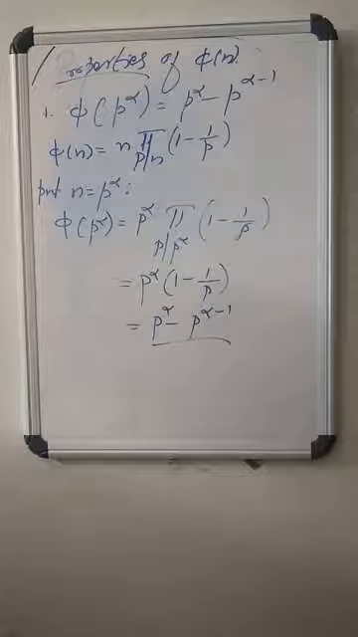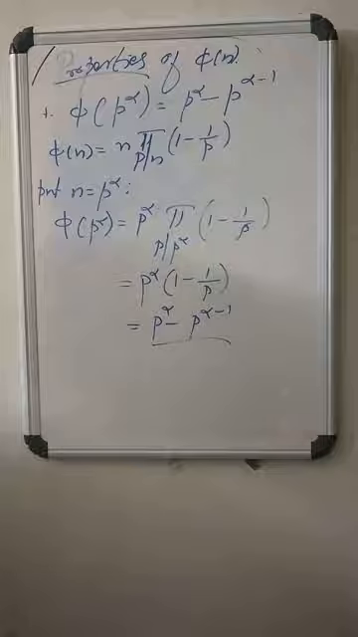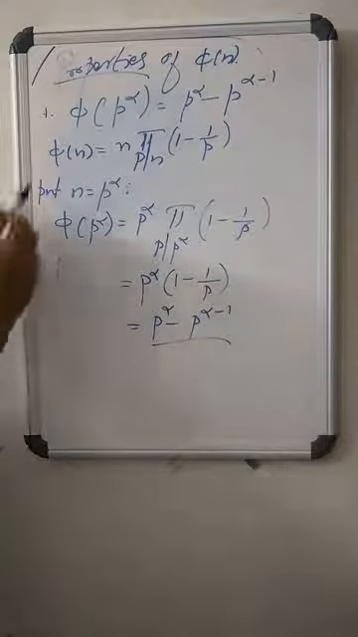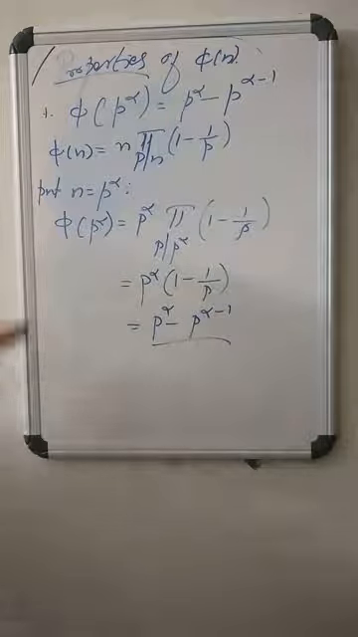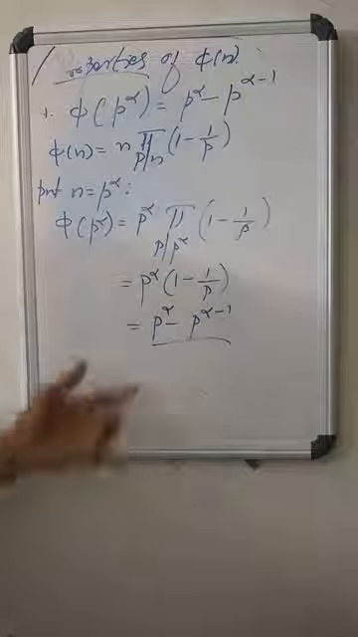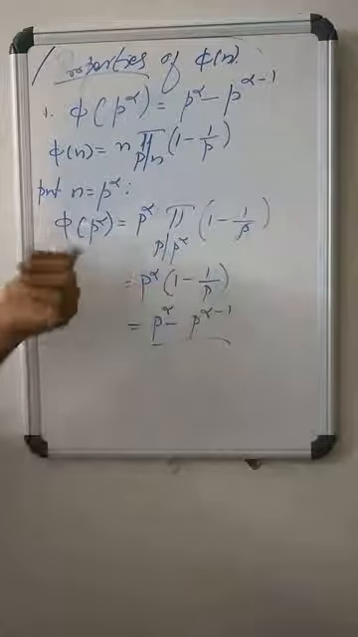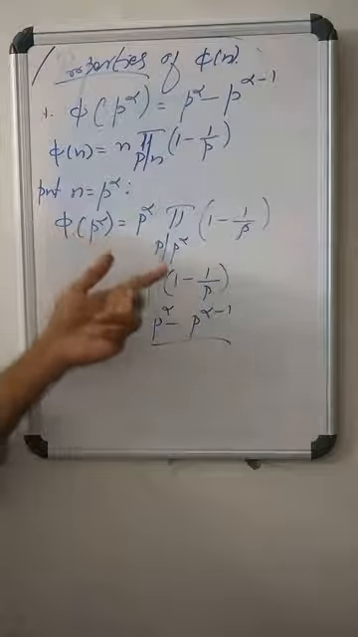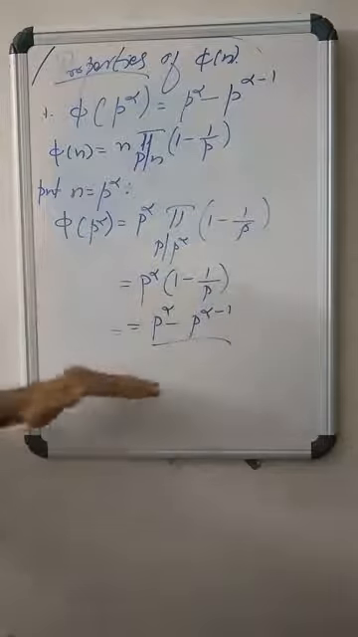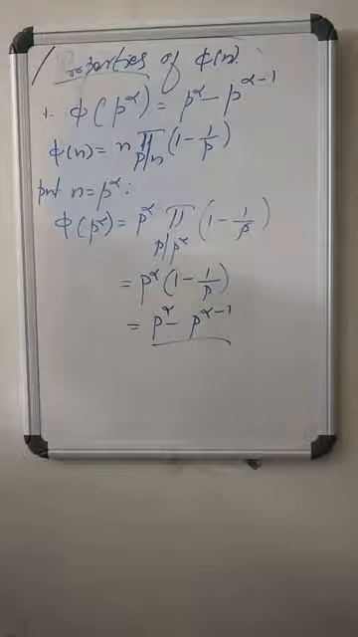So the first property immediately follows from the product formula of the Euler totient function: phi of n is n into the product over p dividing n of 1 minus 1 by p. You can replace this n by p power alpha where p is prime. Then we have p power alpha into the product over p dividing p power alpha of 1 minus 1 by p. That is nothing but p power alpha into 1 minus 1 by p. Why? If you take p power alpha equal to 9, 9 means 3 squared, so you will have p power alpha minus p power alpha minus 1. So the first property is immediate. Agree?